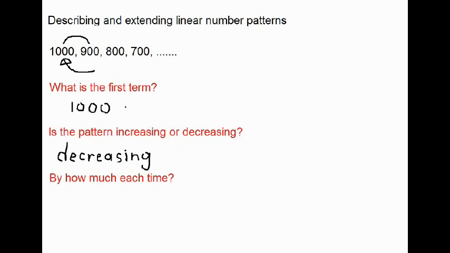And finally, we have to ask ourselves, well, how much is it decreasing by each time? To get from 1,000 to 900, we have to subtract 100. And again, we'll just double check to make sure that that's right. If we calculate 900 minus 100, it does equal 800. So that gives us the next number in our number pattern. And 800 minus 100 is 700. So it's decreasing by 100 each time.